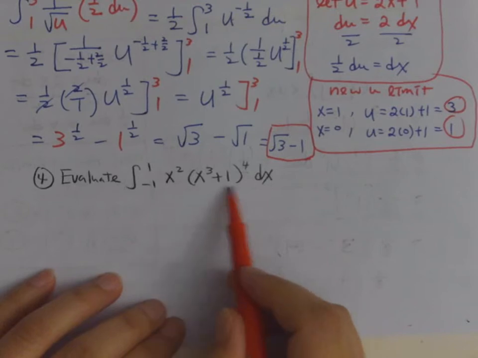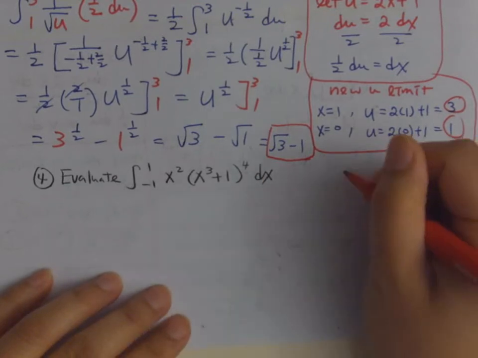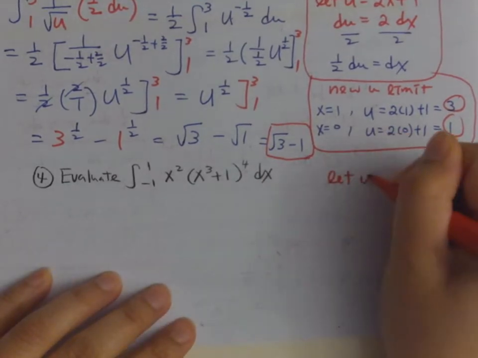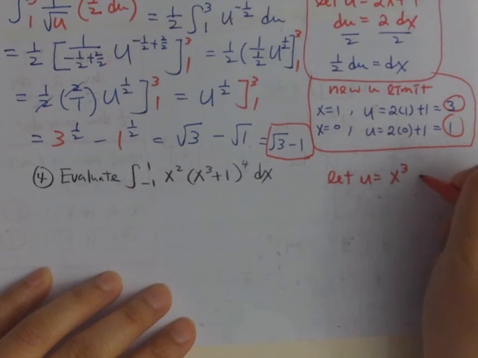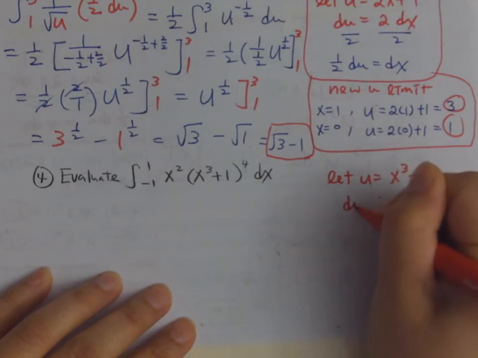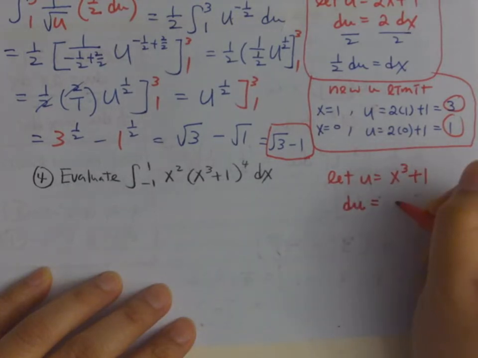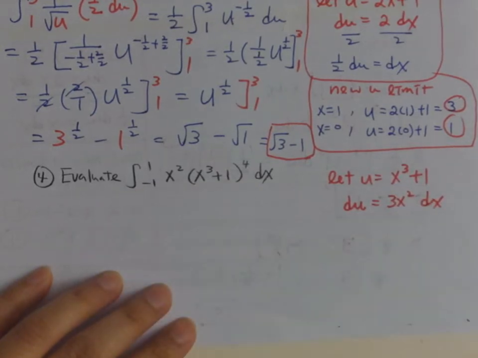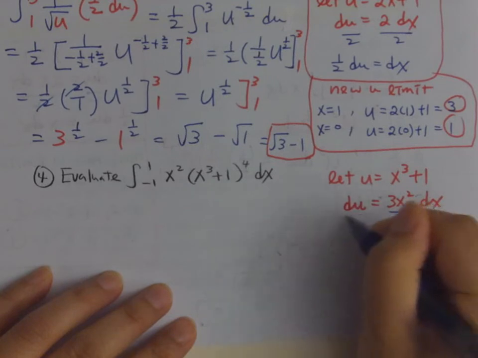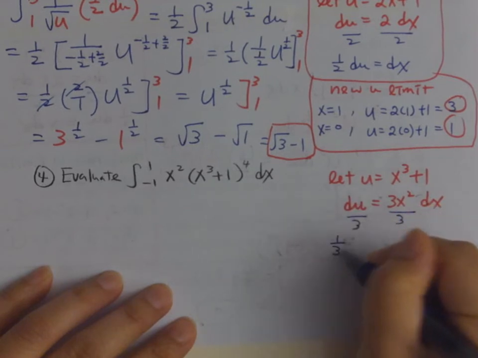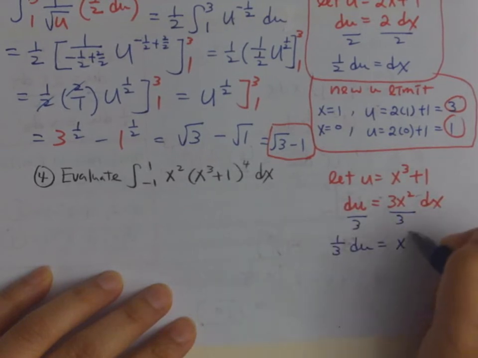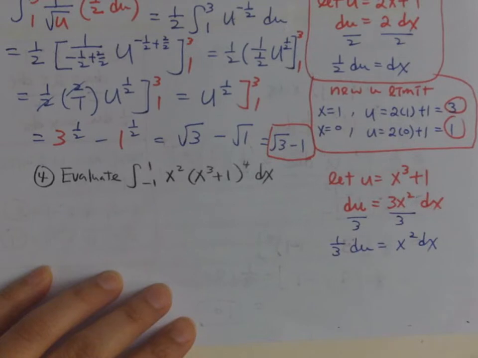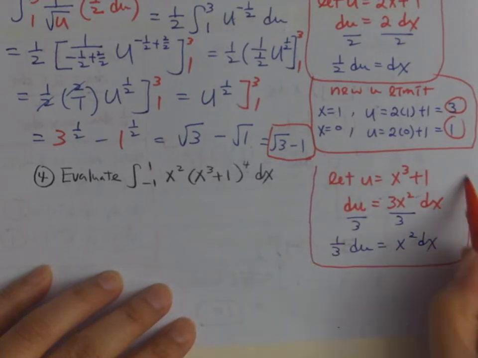But I know this is chain rule because it's raised to the 4th power, right? So first I'm going to let u equal the inside part, x cubed plus 1. Then du is going to be 3x squared dx. I don't have a 3 here, so the 3 needs to go to the other side, divide by 3. So 1/3 du equals x squared dx, right? So that's the u part.